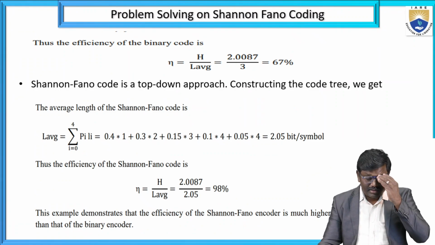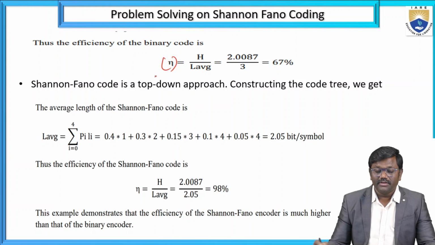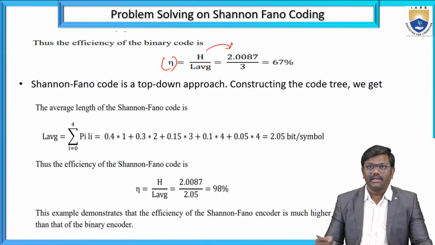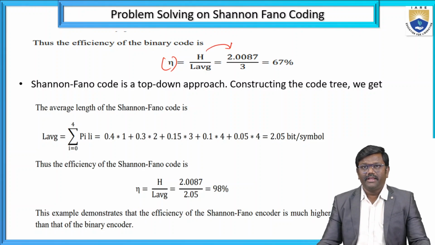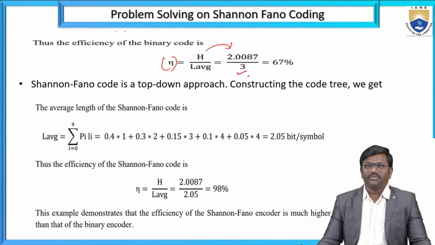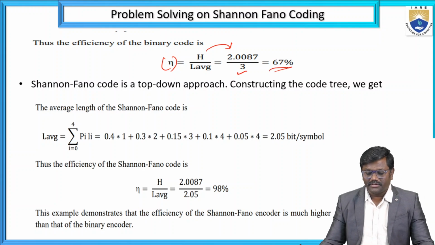Thus we also want to look at the efficiency of the binary code, eta equal to H by L average. H is the entropy value which we calculated previously, and we know the average length of the source code is 3, and we get the value in terms of percentage.